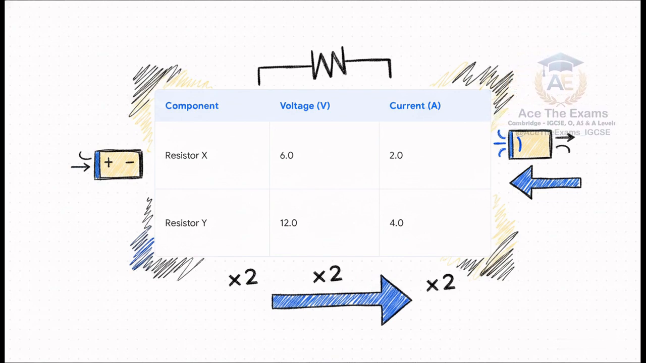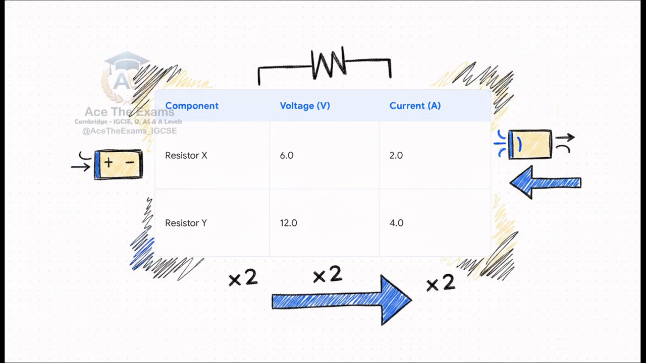Look at the numbers. Don't just stare at them blindly. Analyze the relationship. What is the core cause and effect trend happening right here? Notice what happens when we move from resistor X to resistor Y. The potential difference, the cause, the push, goes from 6 to 12. It doubles. And what happens to the current, the effect, the flow? It goes from 2 to 4. It also exactly doubles. So what have you just discovered in under 60 seconds? You've proven that the relationship is directly proportional. As the potential difference doubles, the current doubles.